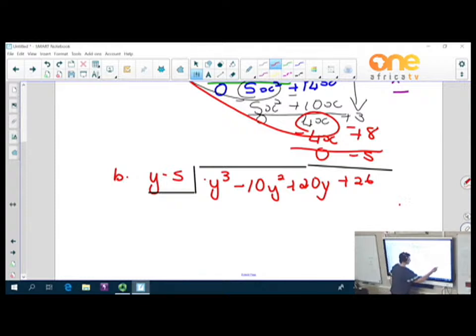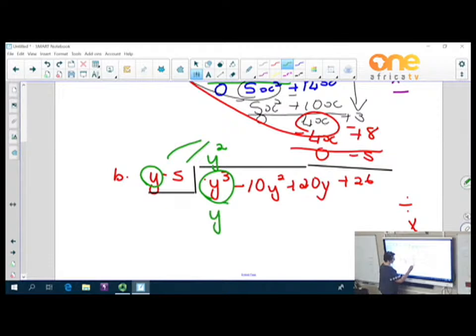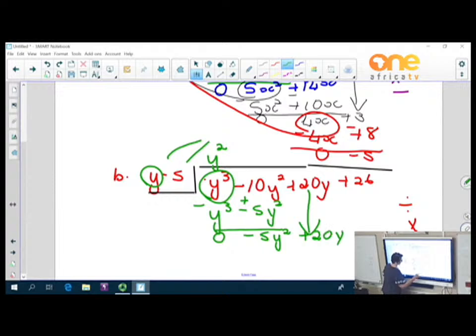Okay. Divide, multiply, subtract. So how many times will y divide into y to the power of 3? Y squared. Multiply. So it is y to the power of 3 minus 5y squared. Change the second signs and add to subtract. Eliminates here. Negative 10 plus 5 is negative 5y squared. And we have to bring down the next one, plus 20y.